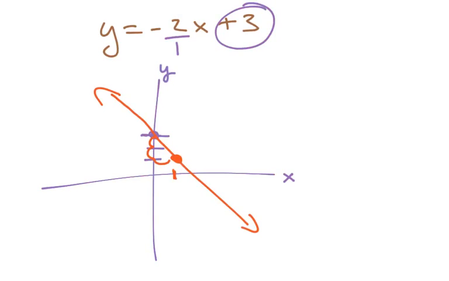So like, the thing to realize is that I can keep playing this game. I can still go down 2 over 1. There would be another point. Down 2 over 1. There's another point. Okay. I can play this game forever, right?